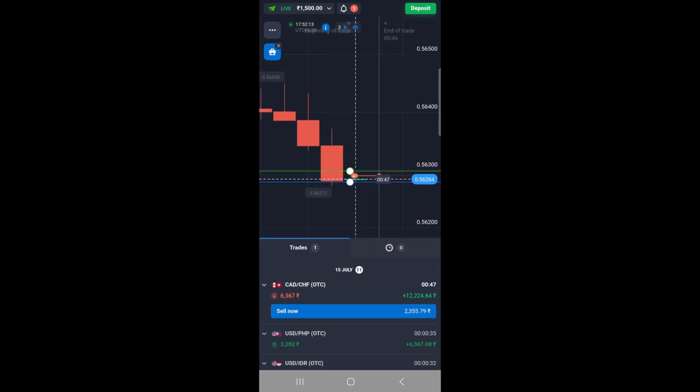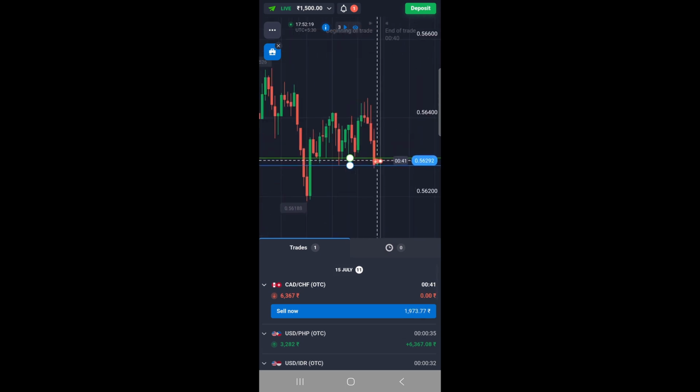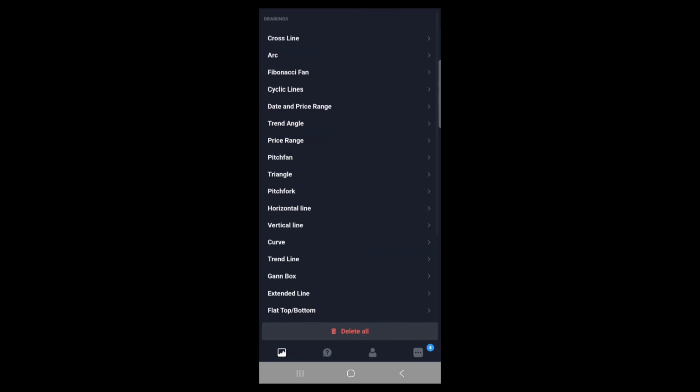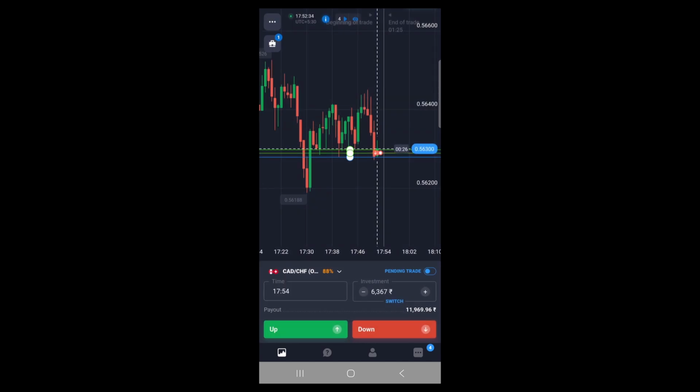Done. I have placed trade in downward direction with the marginal safety. So the reason was very simple. In this chart, the candle was forming the lower low, and the major trend was in the downward direction. Bearish trend was forming. That's why I have placed trade in the downward direction.